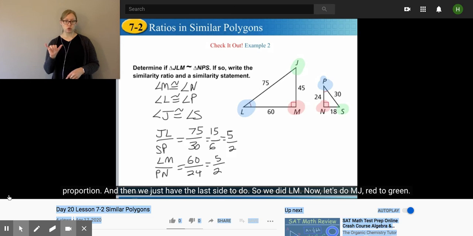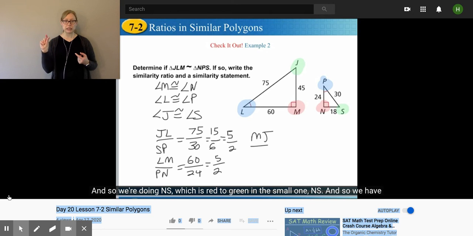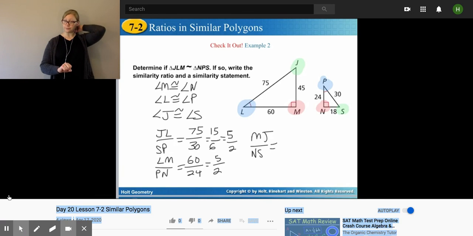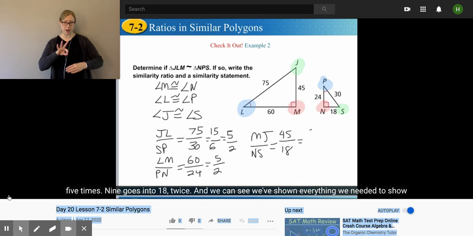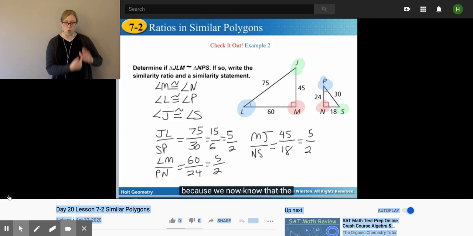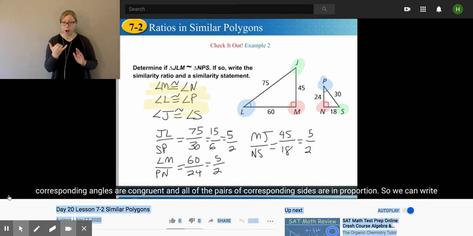So we did LM. Now let's do MJ, red to green. And so we're doing NS, which is red to green in the small one, NS. And so we have 45 over 18. And 9 goes into both of those. 9 goes into 45 5 times, 9 goes into 18 twice. And we can see we've shown everything we needed to show because we now know that the corresponding angles are congruent and all of the pairs of corresponding sides are in proportion.